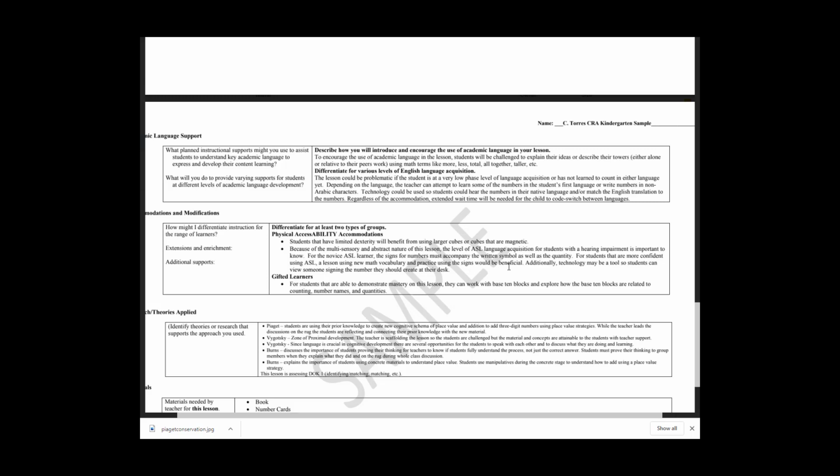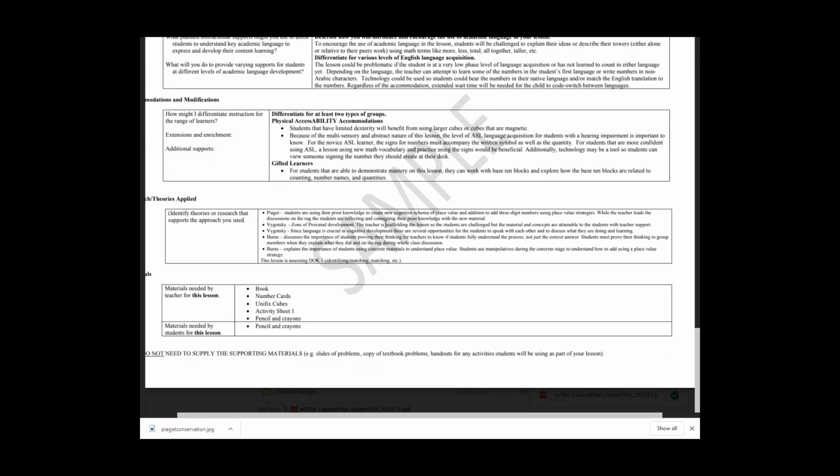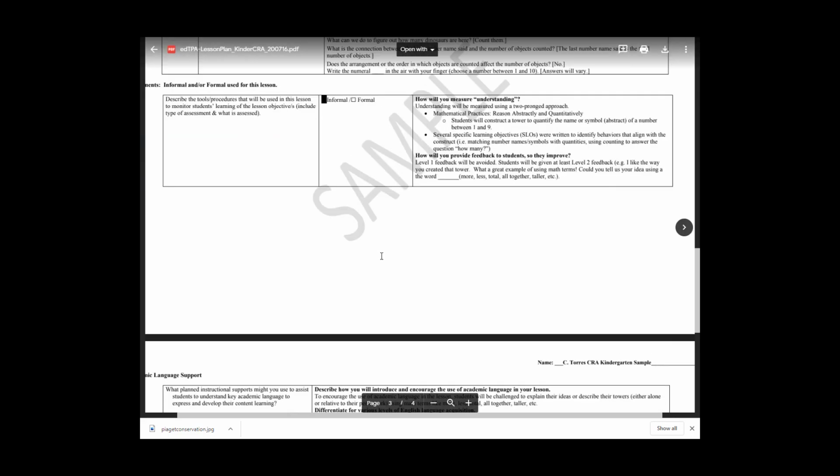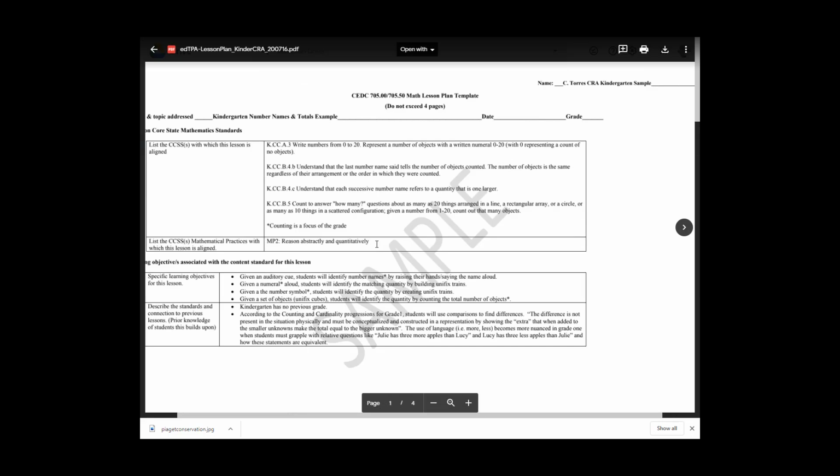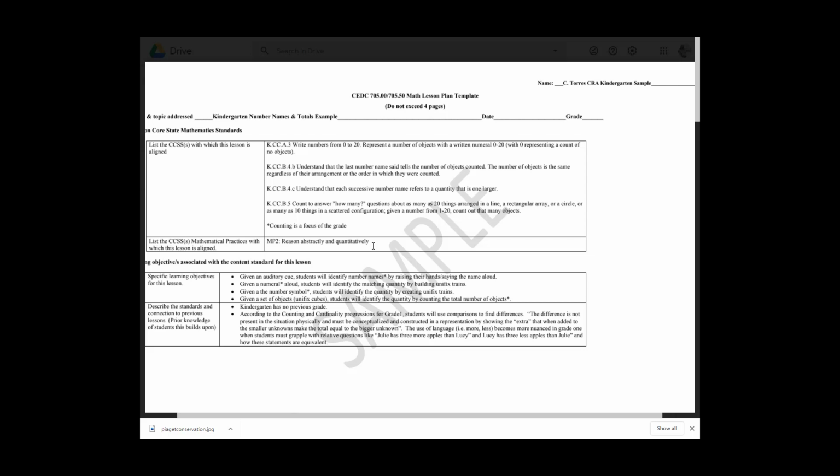As far as theories discussed, we kind of already talked about this, Piaget and Vygotsky. Burns is just having the students understand the process, trying to get them to describe what's happening, using concrete materials to understand place value, manipulatives, etc. Yeah, these are just the materials that I would need. So as you can see, writing out the lesson was not much different than writing out the Google Slides that I used. There was a lot of it that I was able to complete ahead of time. There's a lot of this that you can use over and over again.